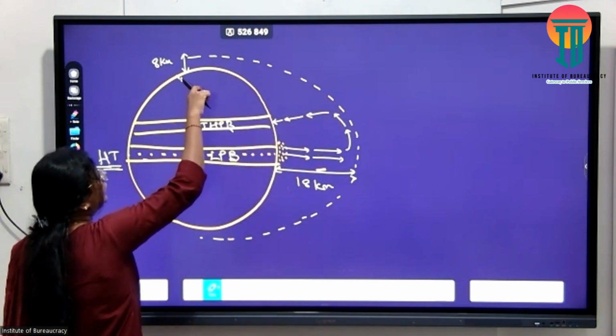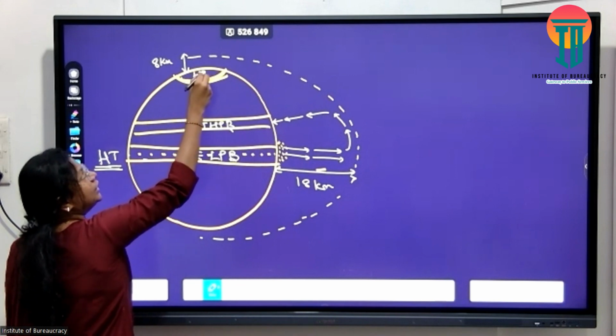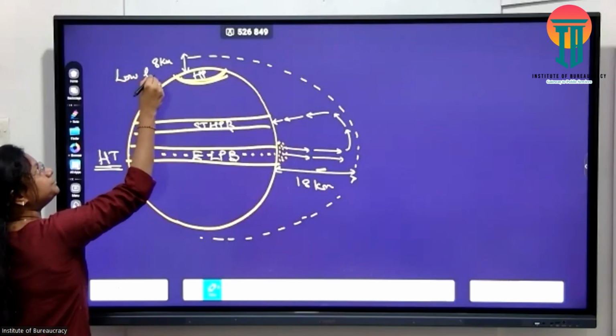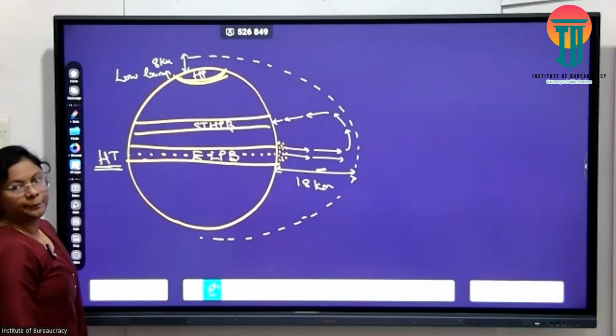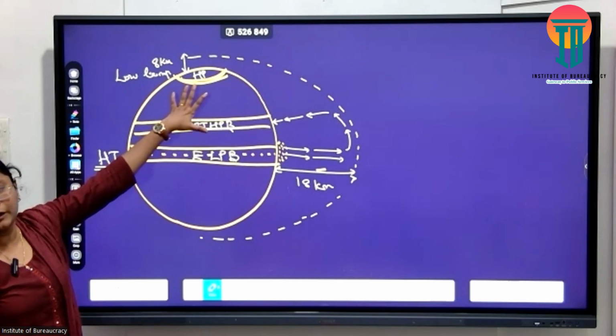Here another pressure would have been created in this place. What belt is this? High pressure. What is the reason for this high pressure belt? Low temperature. The temperature is very low in the polar region, so obviously a high pressure has been created due to low temperature.